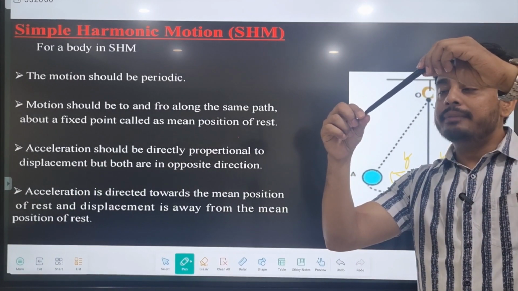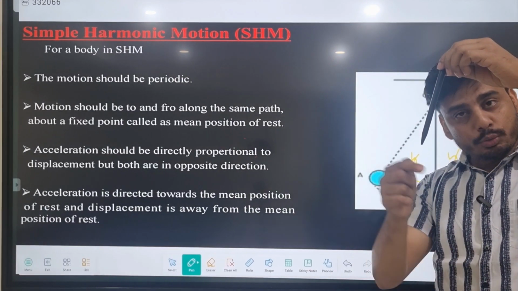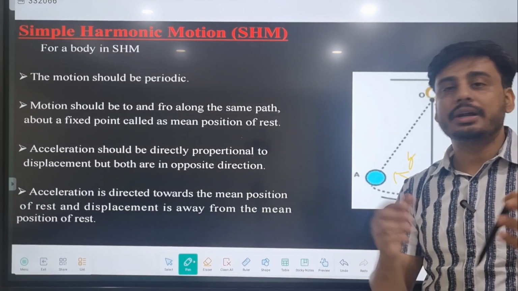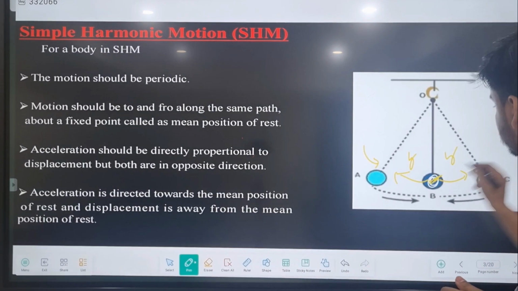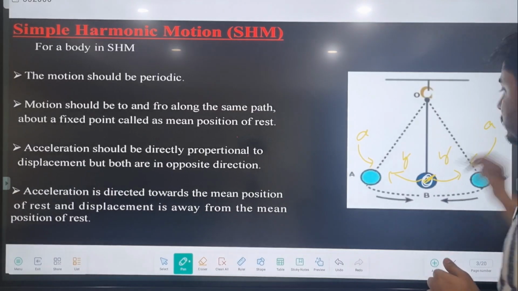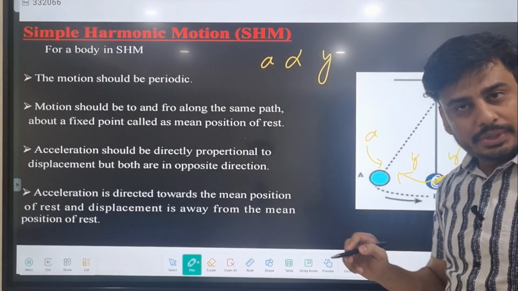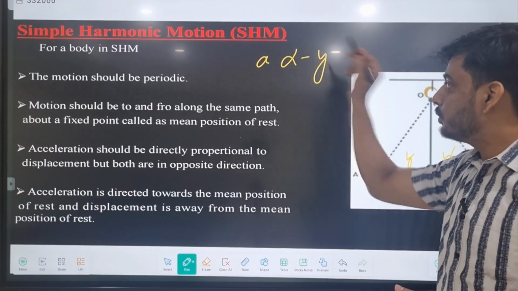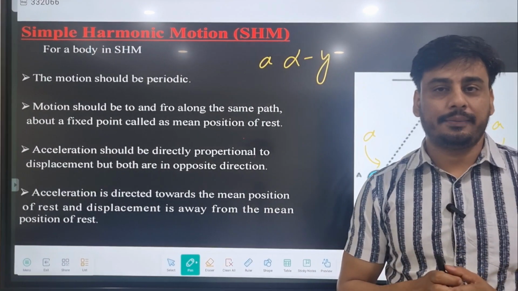Once we leave the body at a point, you can observe that the body starts moving towards the mean position of rest due to the restoring force. So acceleration of the body is always towards the mean position of rest. So we can write that acceleration is directly proportional to displacement, and since both are in opposite directions, we write a is proportional to y, but there is a negative sign.